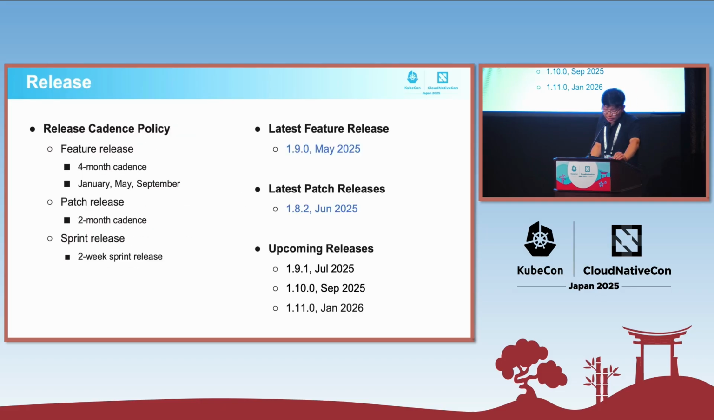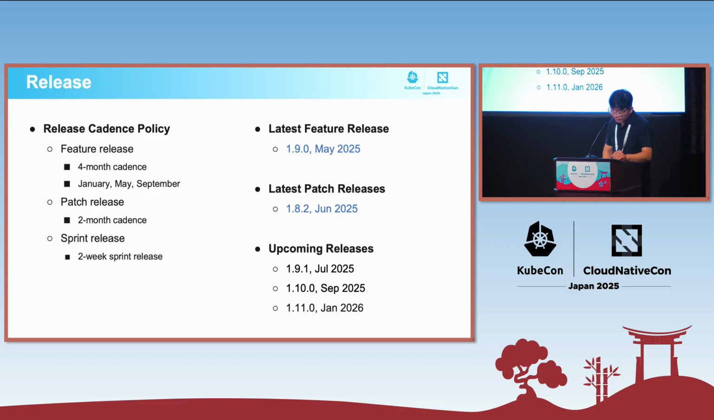And this is our release cadence. Currently, we ship a Longhorn feature release every 4 months. So you can expect each January, May, and September, we will release a feature release. And we will roll out a patch release every 2 months.